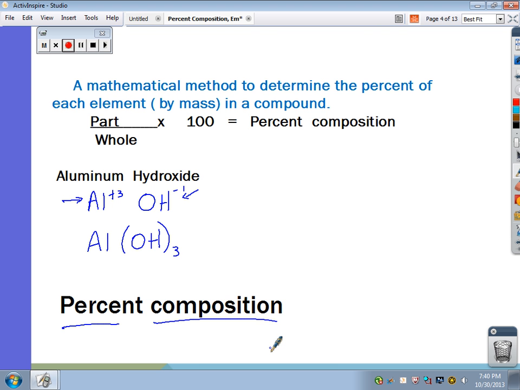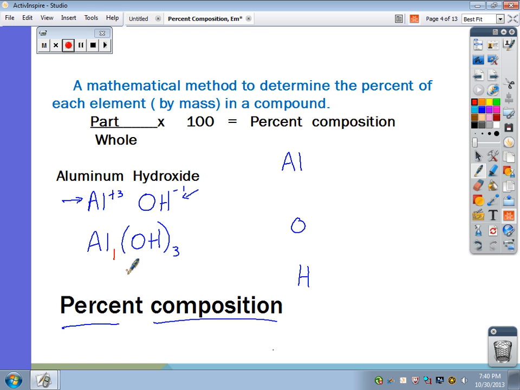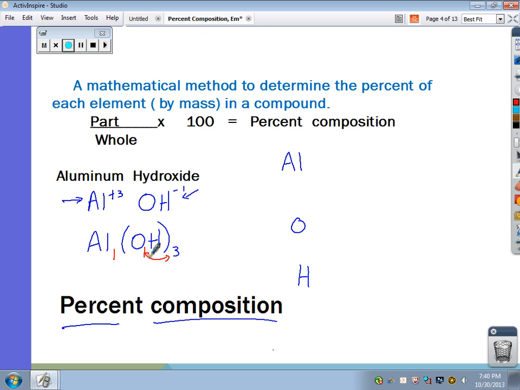All right, now how do I find my percent composition by mass of each of these? Well, a little different. I have 3 different elements: aluminum, oxygen, and hydrogen. I need to figure out how much aluminum I have. I have 1 aluminum, don't I? And I have 1 oxygen here, but 3 oxygens total, and 1 hydrogen here, but 3 hydrogens total. So 3 times hydrogen's mass, 3 times oxygen's mass, and 1 times aluminum's mass. On the periodic table, aluminum's mass is 26.98 grams.